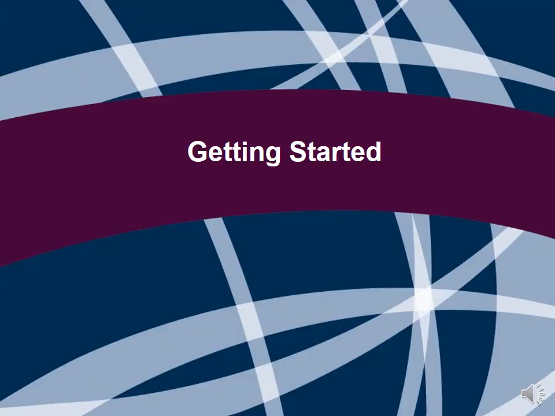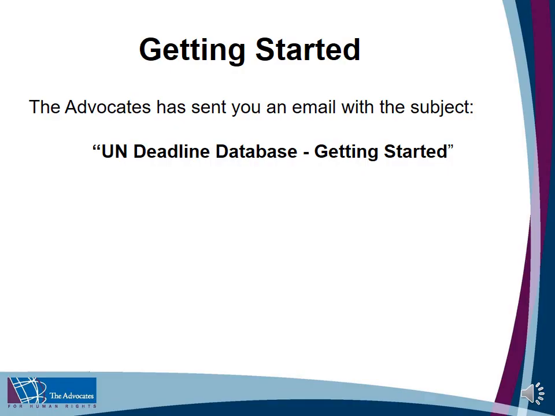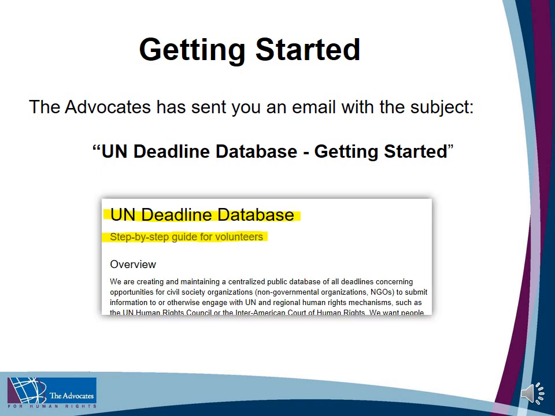Alright, so now that we've covered the basics of this project, we're going to run through an example. Feel free to follow along and jot down some notes or questions as we walk through this together. So the Advocates has sent you an email with the subject UN database, deadline database getting started. This email includes a step-by-step guide for volunteers tailored to specific UN and regional human rights mechanisms we've asked you to research, along with this training guide. So when you get it, open up the step-by-step guide attached to the email, and you'll see a document that looks just like this.